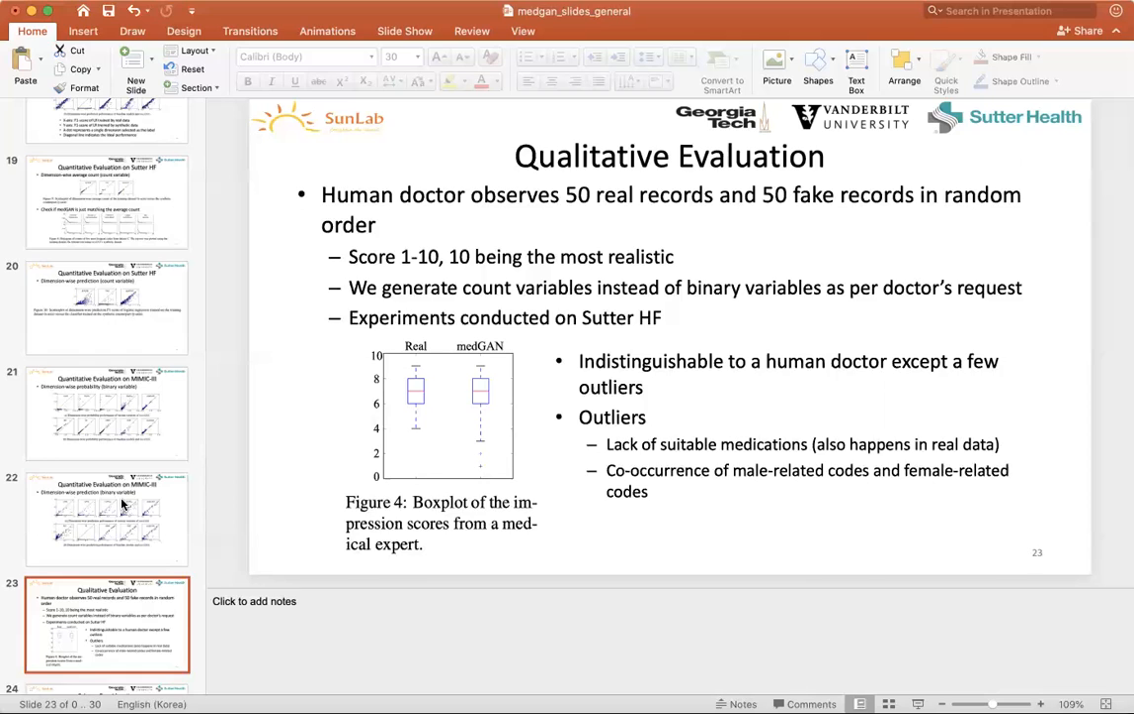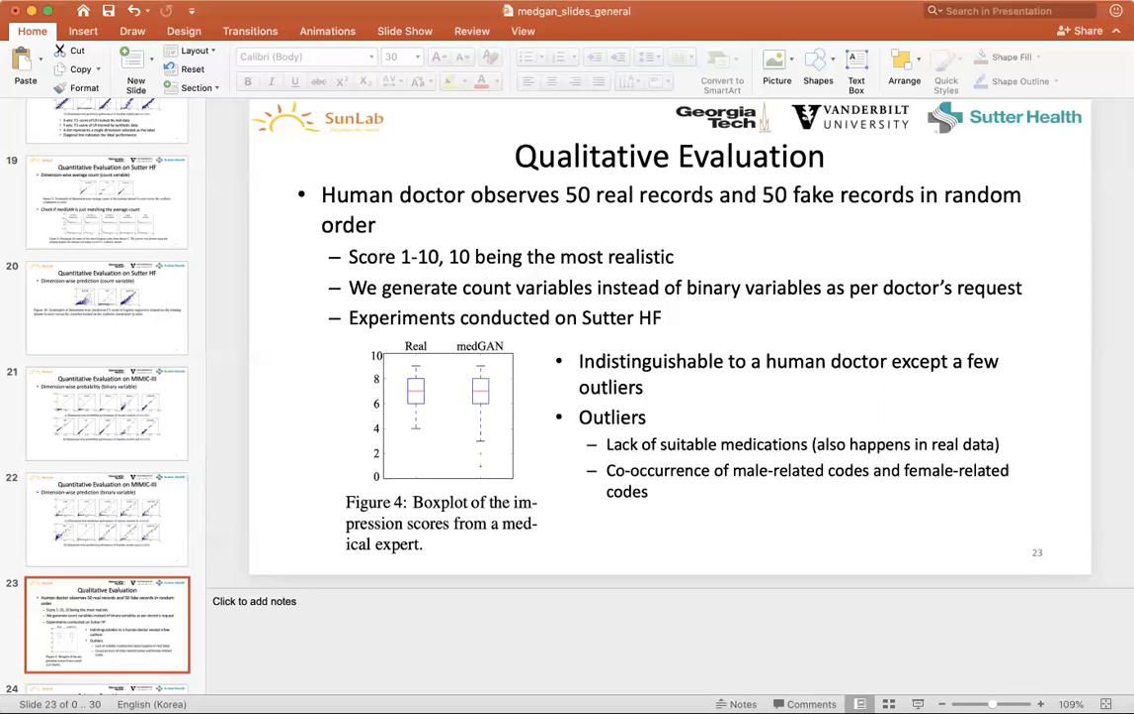But the caveat is we've grouped the variables. Again, we were using grouped features, so not complete 5-digit ICD9 codes, but only 3-digit ICD9 codes. Anyway, so 50 real ones, 50 fake ones, randomly shuffled, and then a score between 1 to 10.